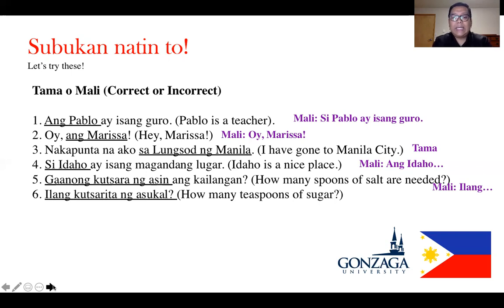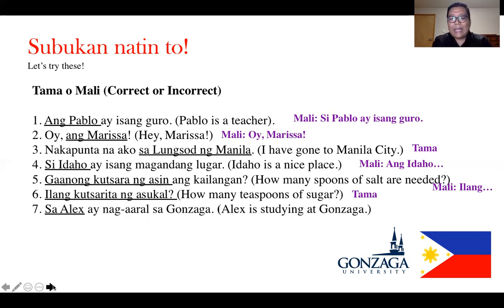Number 6, ilang kutsarita ng asukal, or how many teaspoons of sugar? Tama o mali? Okay, correct answer is tama. Okay, because ilan means how many. Kutsarita, teaspoon. So you say ilang kutsarita or how many teaspoons of sugar.